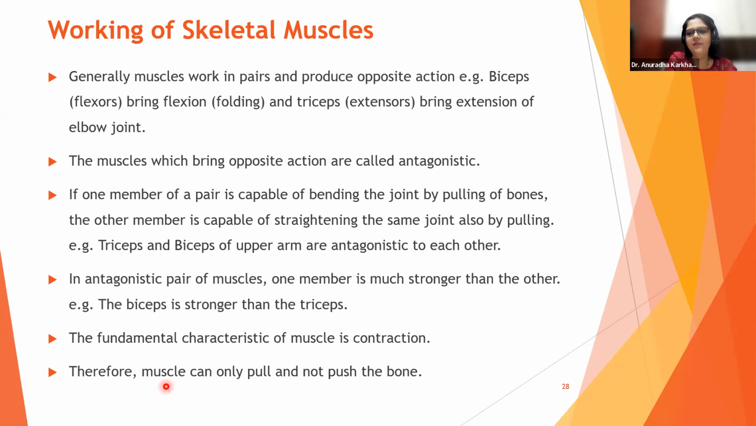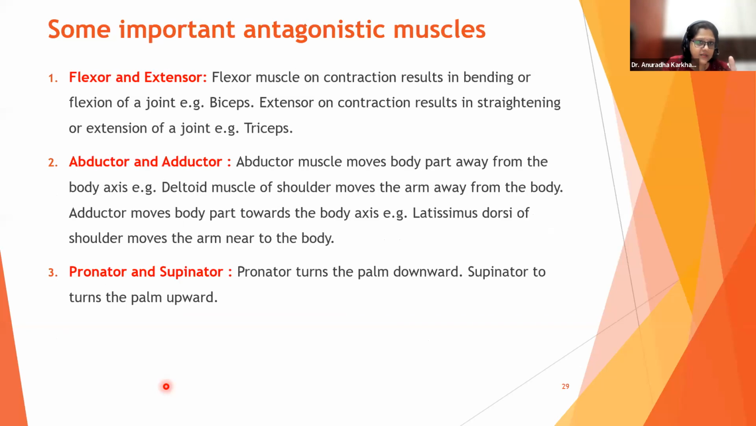Yes, Dhruv, right, beta. Correct. Understood? First action, antagonistic, brought about by flexion extension. Example, biceps and triceps. Important है ये सारी चीजें.